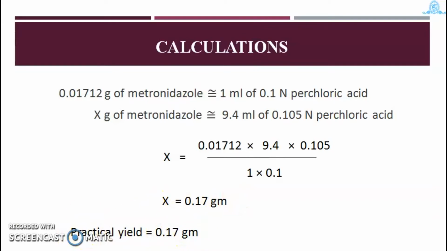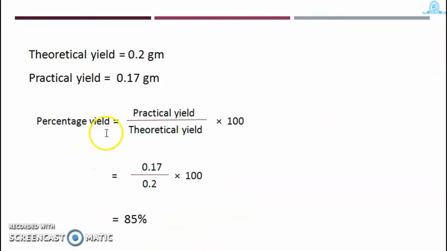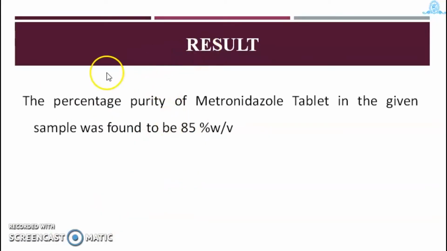By calculating this, we will get the value of x is 0.17 gram, and this x is nothing but our practical yield. Okay. Now we have to find out the percentage yield. To calculate percentage yield, we will require theoretical yield and practical yield. Theoretical yield is 0.2 gram and practical yield is 0.17 gram. Just by putting these values into the formula, percentage yield is equal to practical yield upon theoretical yield into 100, we will get answer 85%. So the result for part 2 is the percentage purity of metronidazole tablet in a given sample was found to be 85% weight by volume.